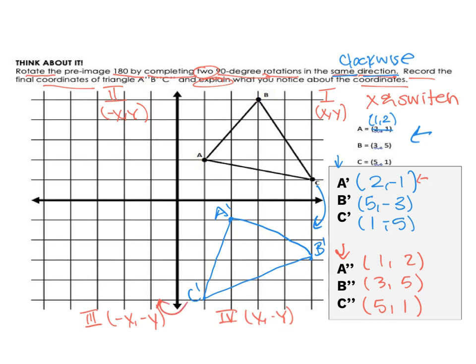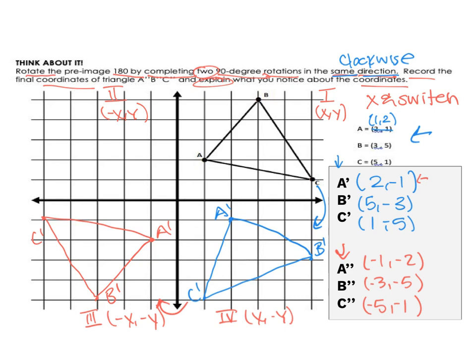Now I'm in quadrant 3. Everything is negative. And I will plot these points. So negative 1, negative 2, negative 3, negative 5, and negative 5, negative 1. So this is where the triangle is after 180 degrees, or a half circle rotation. These are your ordered pairs.